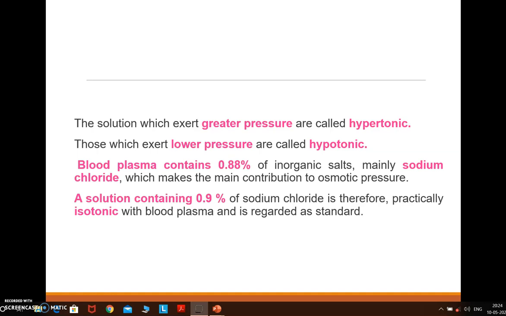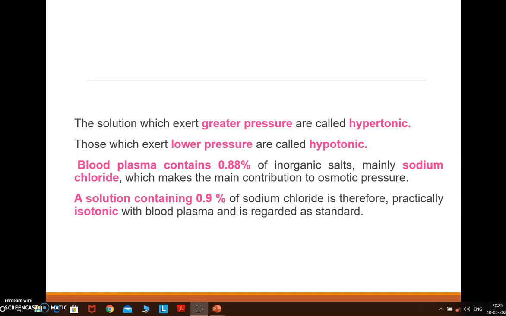Blood plasma contains around 0.88% of inorganic salts, out of which sodium chloride is the main contributor to osmotic pressure. That is, the concentration of sodium chloride is high in the whole concentration of your inorganic salts, and it exerts more pressure on your RBCs. That gives them a shape. Now in order to keep the shape intact, I need to use a solution which has more or less the same concentration as that of your blood plasma.